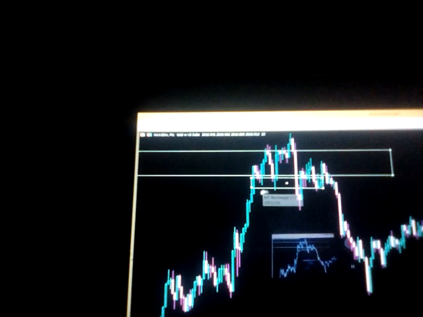You can see these wicks define the structure. It broke here with a very nice bearish engulfing candle. It broke structure and it retested. Now here you can have your very tight stop loss.